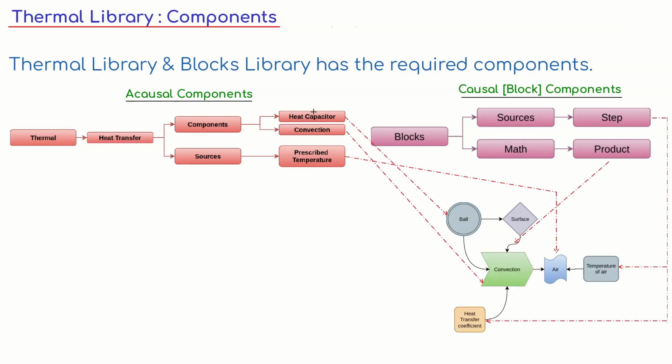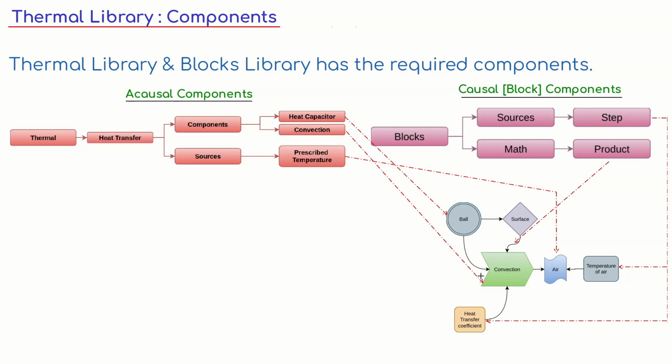The heat capacitor can store energy and that will change the temperature, so it can represent the ball. The convection model can represent the interface between ball and the air surrounding it. Then the prescribed temperature can provide the air temperature that can be changed using a step value.